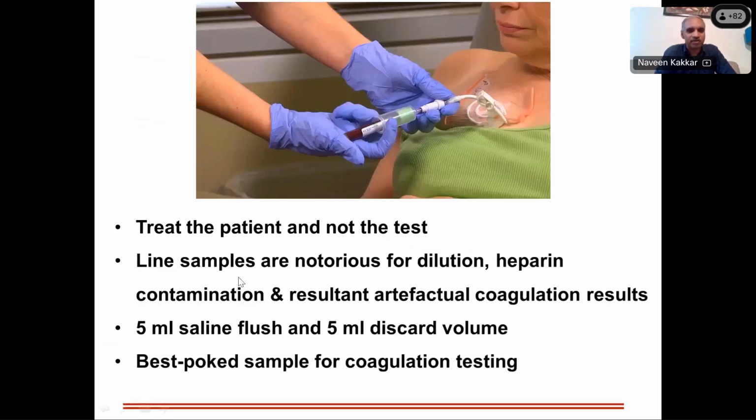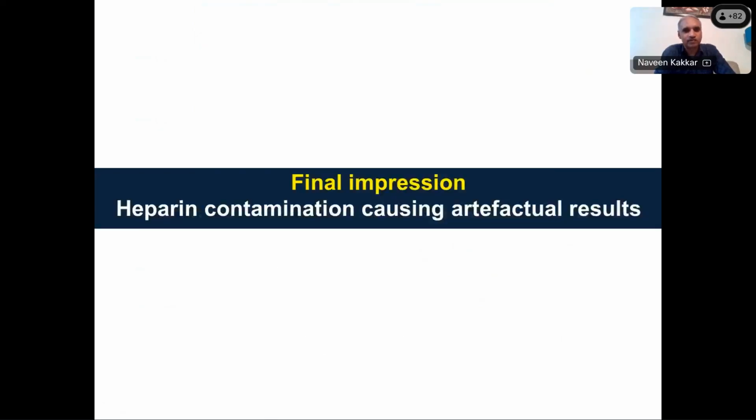So line samples are notorious for dilution and heparin contamination and resultant artifactual coagulation results, as in this case. So what you must do is a 5 ml saline flush, 5 ml discard volume, and then take a sample. However, the best is a poked sample from a vein for coagulation. Avoid line samples for coagulation testing unless really pressed for it, because you can have very wrong results and treatment in these critical scenarios varies. So the final impression in this case was heparin contamination causing artifactual results.